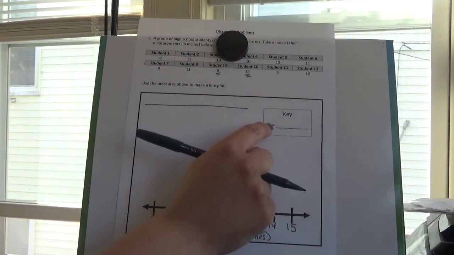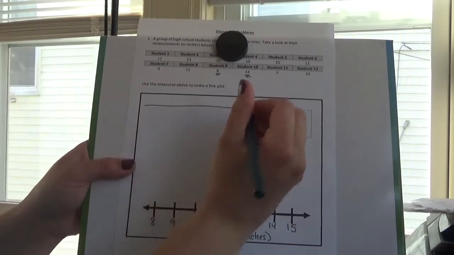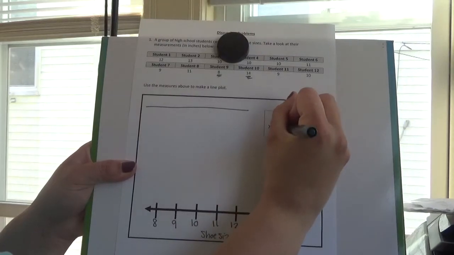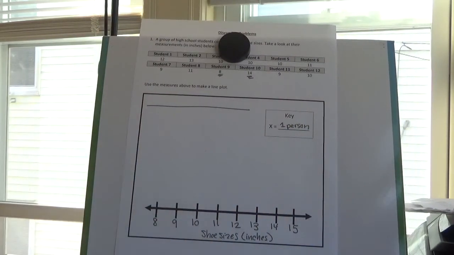So what do you think each X is going to represent? Well, each X is actually going to represent one person. And it's going to be one person's shoe size. And that's what we're going to see here on our line plot. So let's begin showing our data.